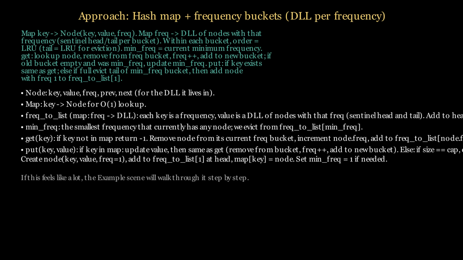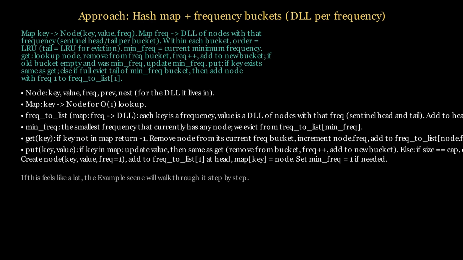For get, if the key is not in the map return -1. Otherwise remove the node from its current frequency bucket, increment its frequency, add it to the new frequency bucket at the head. If the old bucket is now empty and was min_frequency, update min_frequency. Return the node's value. For put, if the key is in the map, update the value and do the same as get, remove from bucket, increment frequency, add to new bucket.